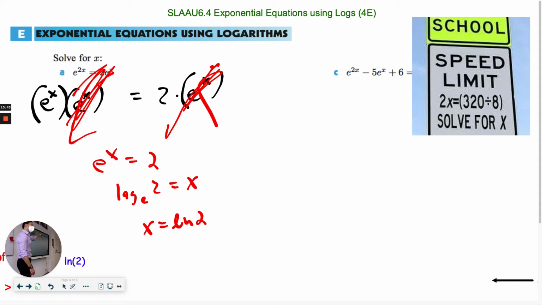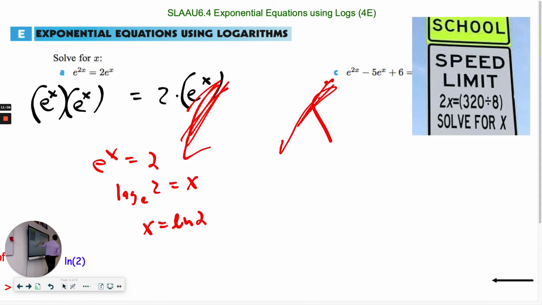There's an issue with this, though. And I think a couple of you saw this in your last homework stuff. What's the problem with blasting both sides out like that, dividing both sides by the same thing? Yeah, you lose a potential solution. Let me show you how that might look.